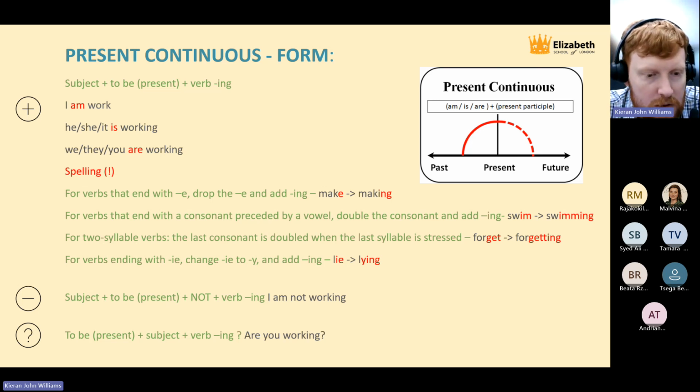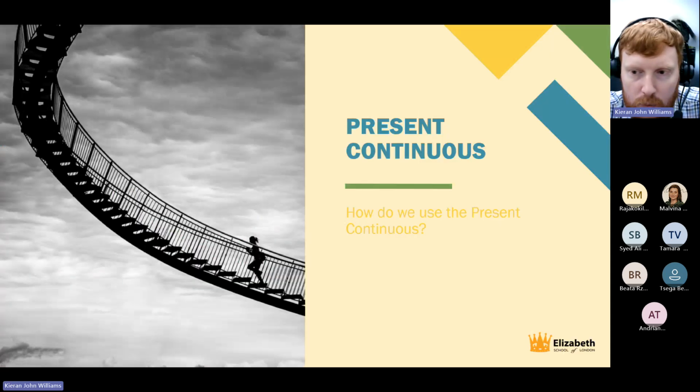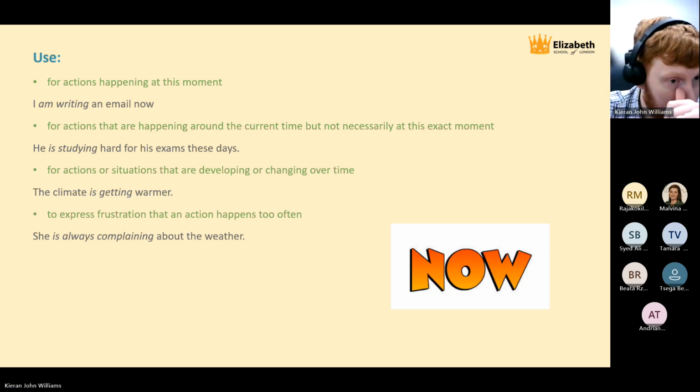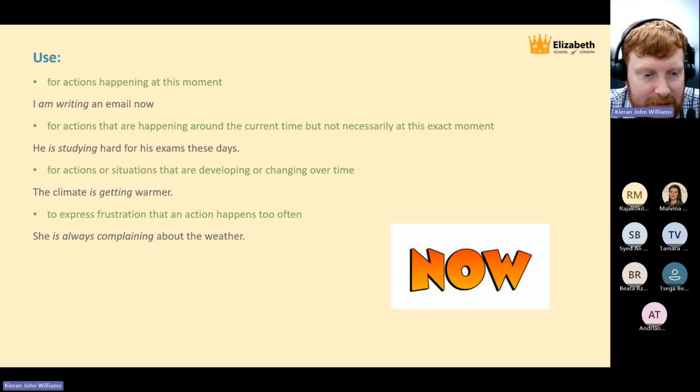Okay, so now we know how to make it. Let's think about in what situations we use it. Okay, so like one of you said before, it is for situations when something is happening at this moment, at this second, now. Okay? So now I am talking to you. Now you are studying. Okay, I am speaking, you are listening. Okay, so those are things happening now.